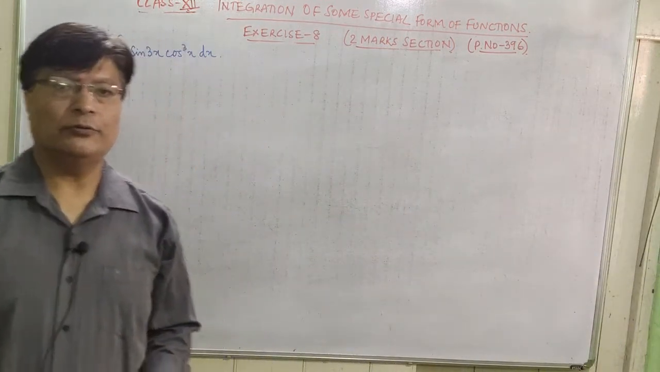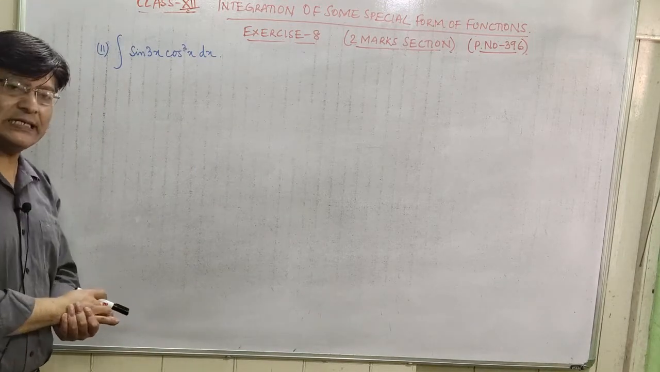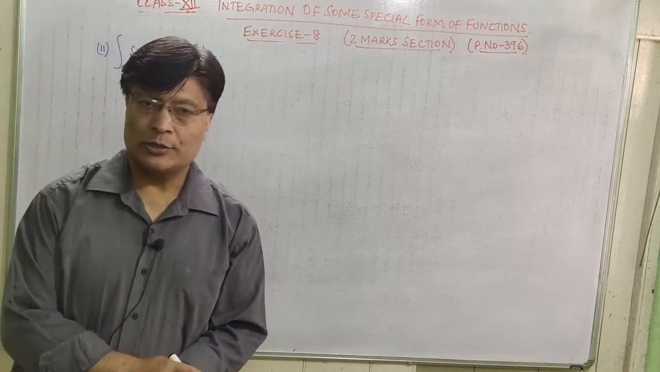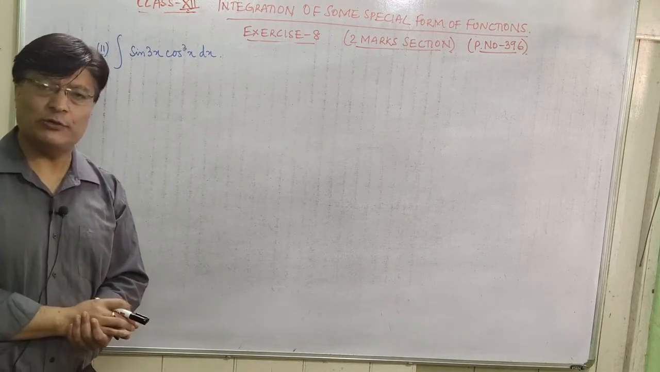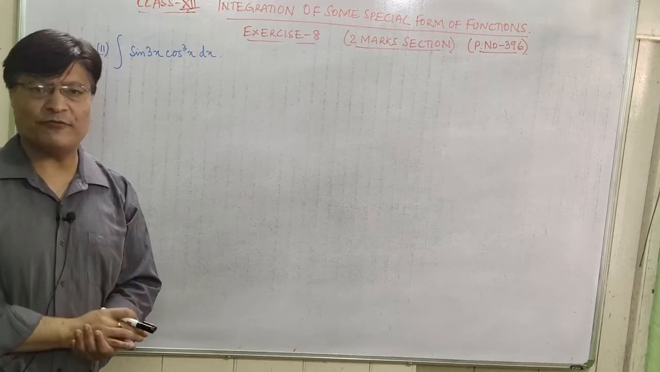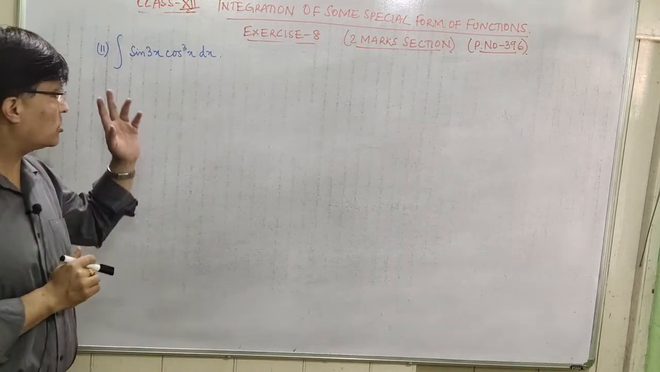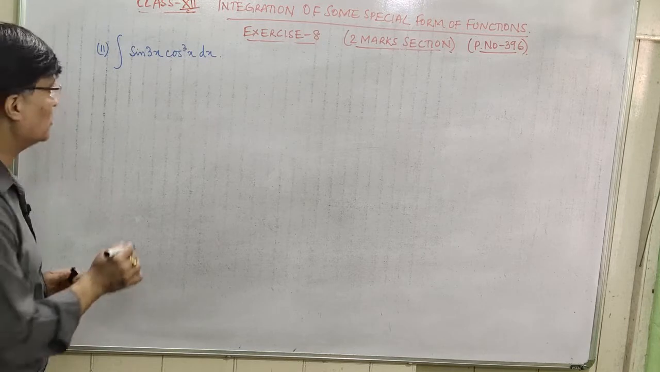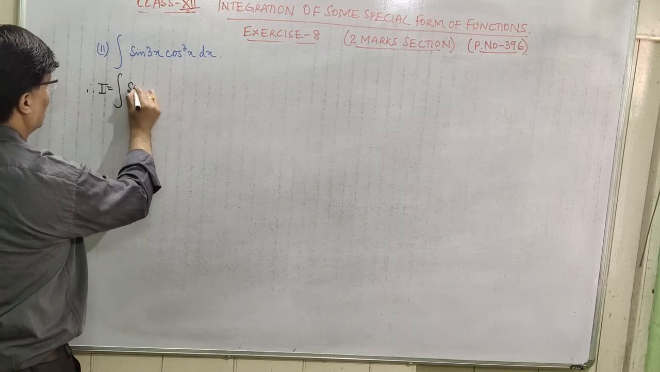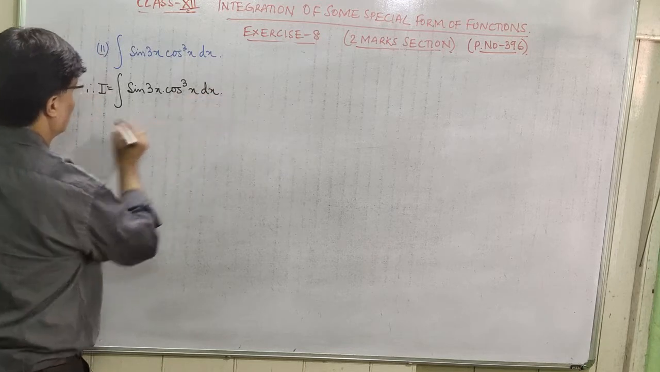So now we'll do the next question, that is question number 11. So the question here is integration of sine 3x into cos cube x dx. So now in this case, first of all, use the formula of sine 3x. You know the formula of sine 3x, isn't it? So let us use the formula first, then let's see what method is to be used in this particular integration. Okay, so let us first write I is equal to integration of sine 3x into cos cube x dx, right?